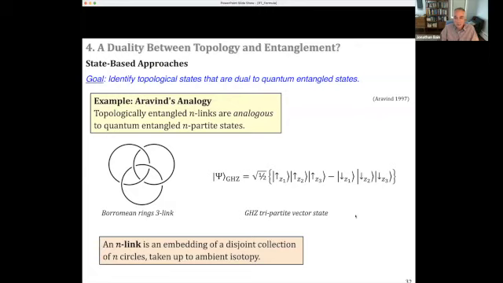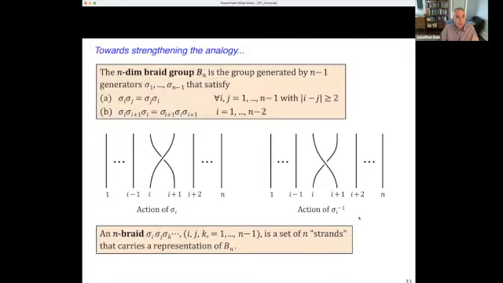To make this analogy a bit more rigorous, to strengthen it, let's recall some definitions from topology. Let's recall that the n-dimensional braid group, B sub n, is the group generated by n generators, little sigma, that satisfy two conditions referred to as the braid relations. And the intended interpretation of these generators is that they act on objects called n strands, vertical line segments, right?